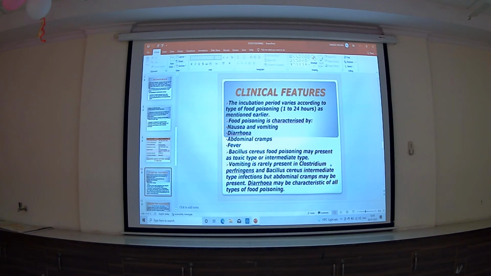Canned food causes infection with Clostridium botulinum, and fried rice from Chinese restaurants, vegetable, meat and cereals cause infection with Bacillus cereus.